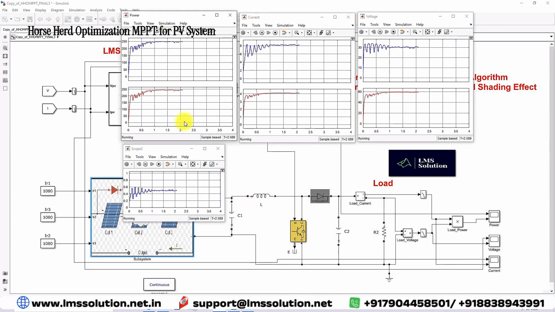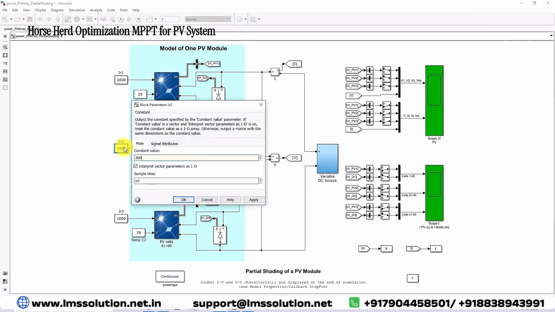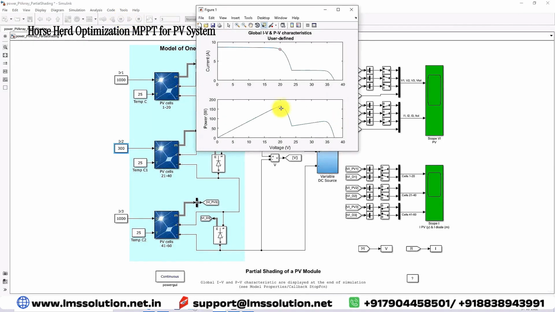Next, you have to check the same PV panel under partial shading condition. For that, I'm going to make the second panel irradiation equal to 300. Now we have to find out the theoretical value of the peak power. We have two peaks, peak 1 and peak 2, but the actual maximum power, that means the global maximum power, is this point only. Here you can see the maximum power is around 160.9 watts.